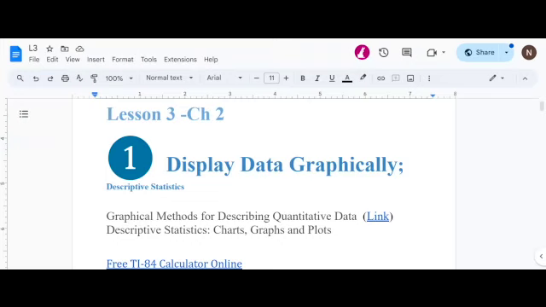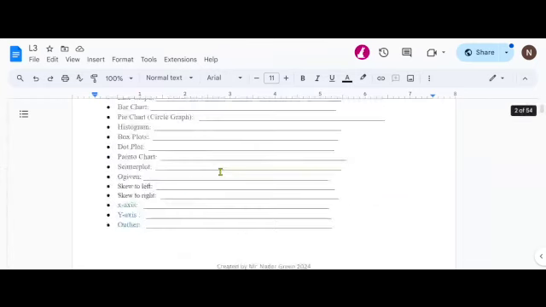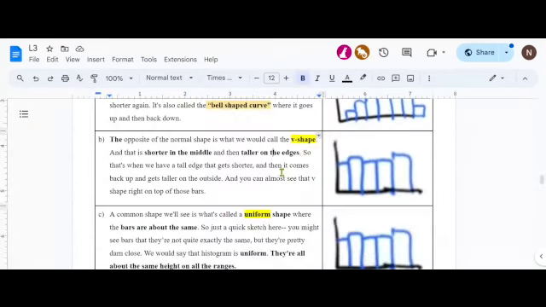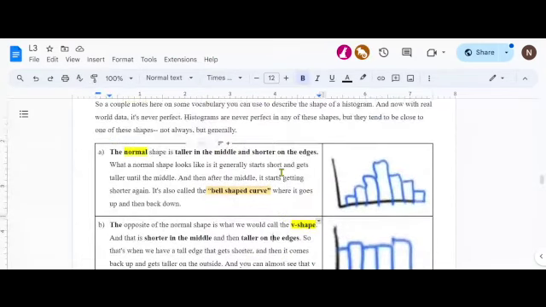So this is a big picture of the whole thing. Here you can see it. That summarizes the whole list. Okay. So the shapes.